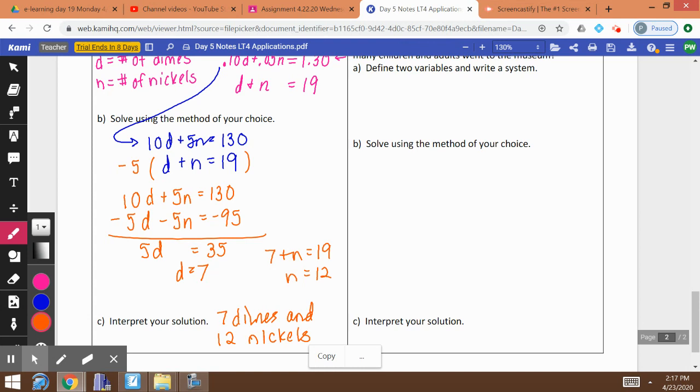Now, one thing I didn't mention on this. If you get a decimal answer, can you get decimal answers in some certain types of problems? Absolutely. But here we're talking about the number of dimes and the number of nickels. Would it make sense to have like 7.3 dimes? No, it wouldn't make sense, right? Now, if we were talking about money, could you have 7.3 as an answer? Sure, maybe it would be $7.30. So keep that in mind when you're getting your answers. Does it make sense here? So we end up with 7 dimes and 12 nickels.